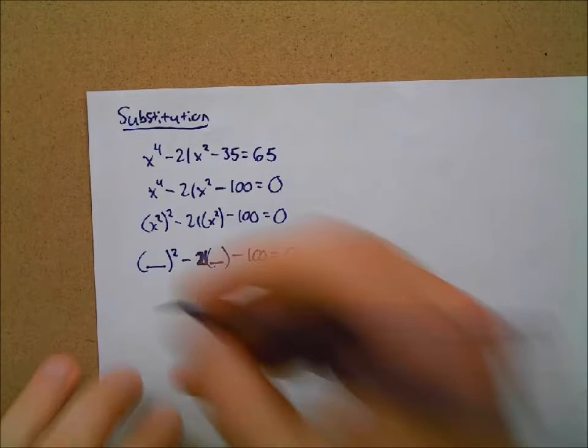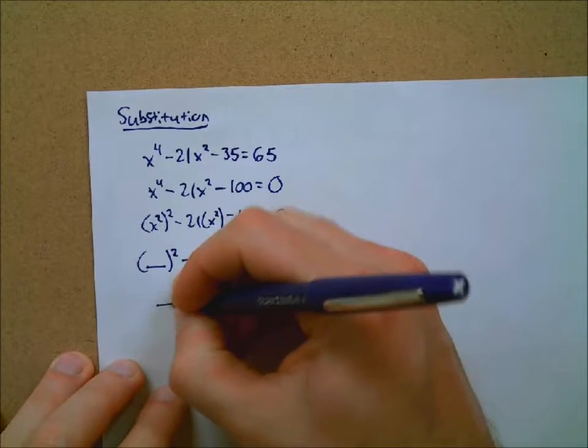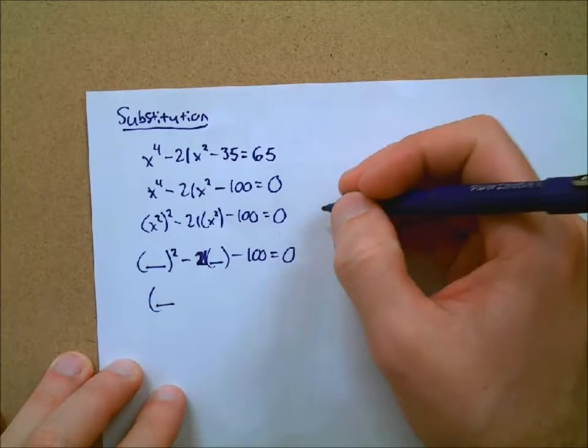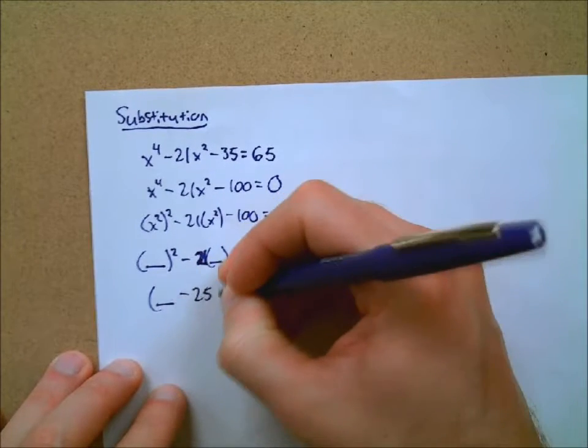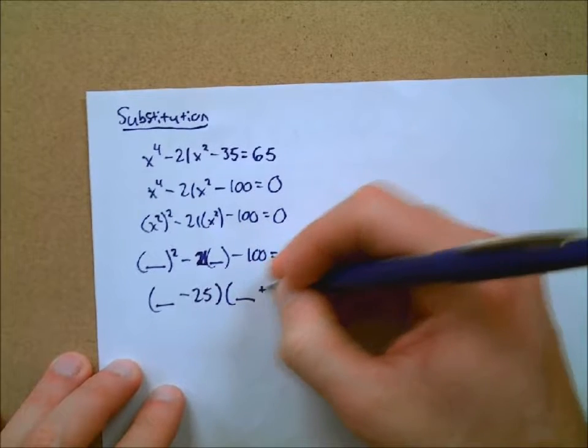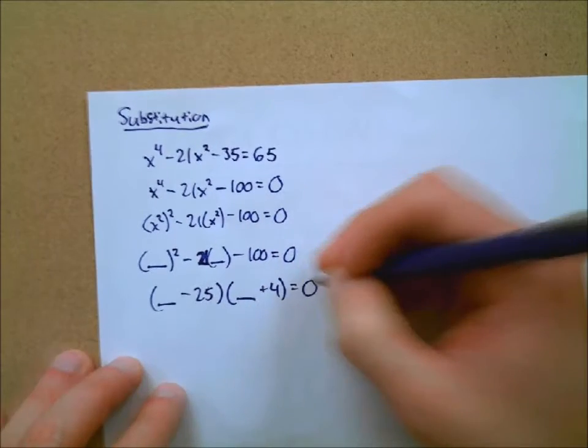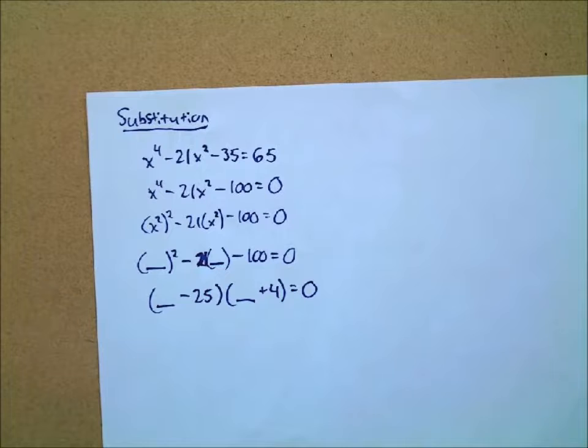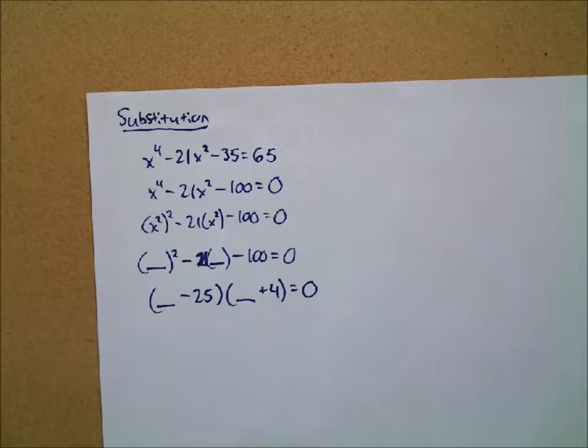Okay? So we'll have that same blank minus 25, and that blank plus 4 equals 0. All right? The thing squared minus 21 times that thing minus 100 factors to be the thing minus 25, the thing plus 4. Okay? What are these things though? What are the blanks that we're missing? What should they be? X squareds, right? Because that's what the perfect square was there. So yeah, these are all x squareds.